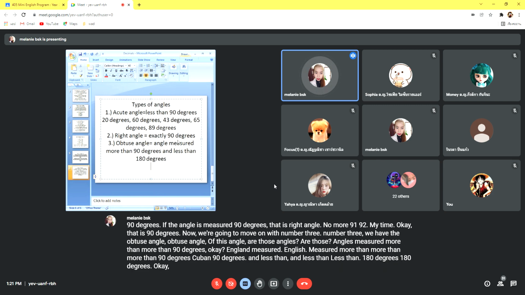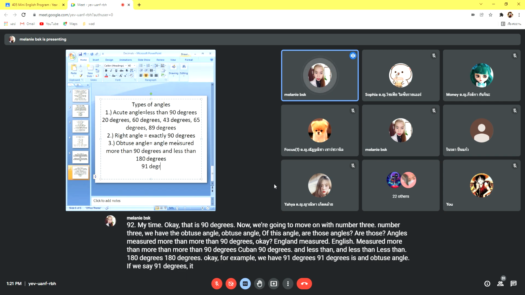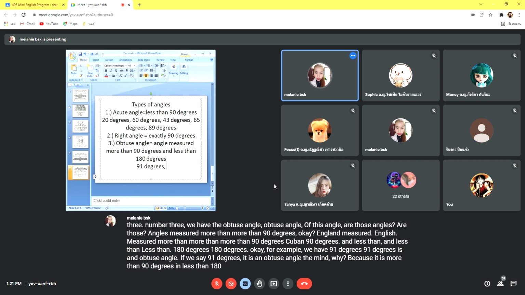Okay, for example, we have 91 degrees. 91 degrees is an obtuse angle. Why? Because it is more than 90 degrees and less than 180 degrees.